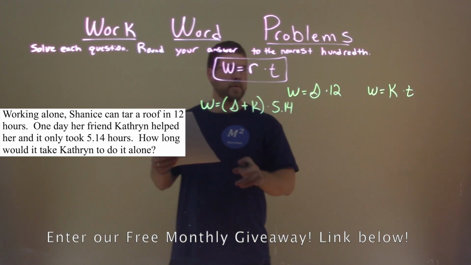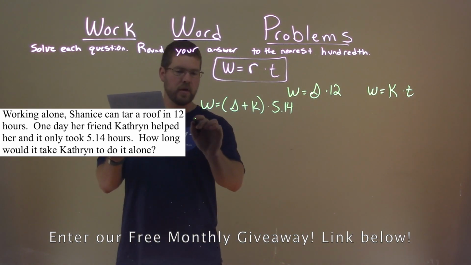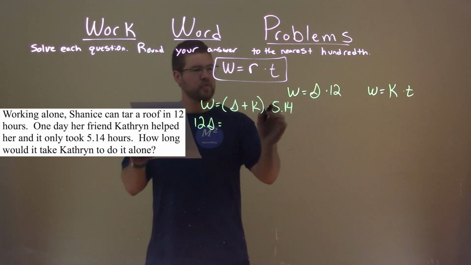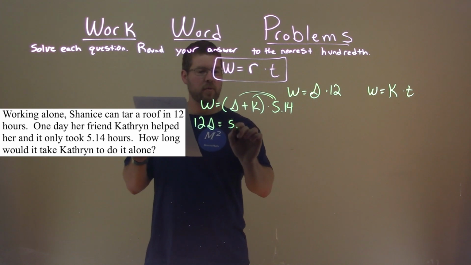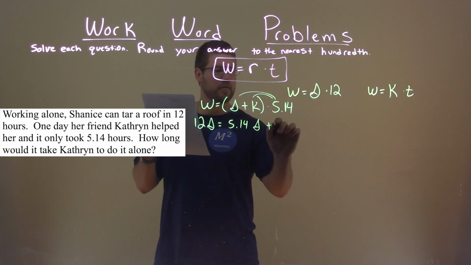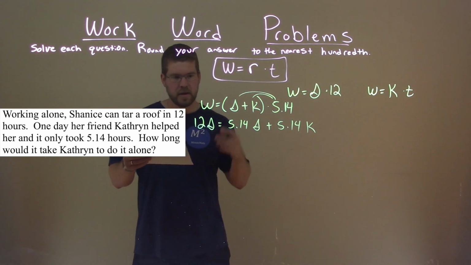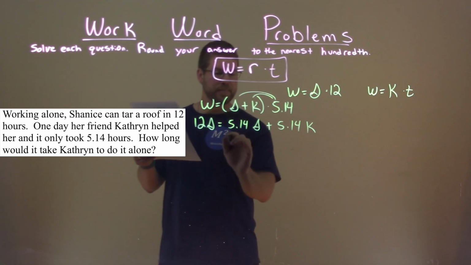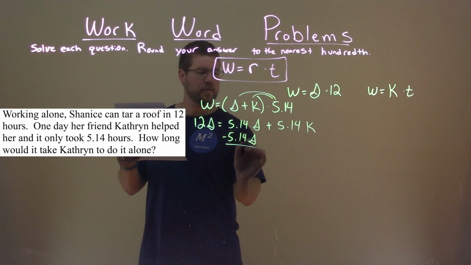So let's simplify what we know. Our work is equal to Shanice times 12, or 12S, I'll write it that way. And I'm going to distribute this 5.14 to both parts here. I have 5.14 S plus 5.14 K. Now I want to get S by itself, sorry. I'm going to subtract the 5.14 S from both sides to combine the like terms here.